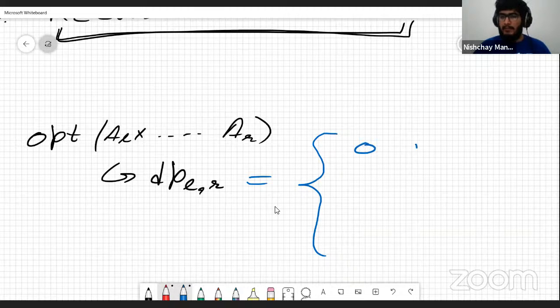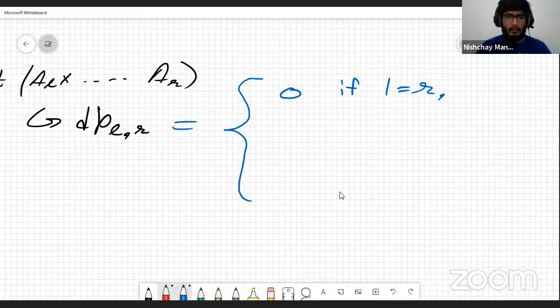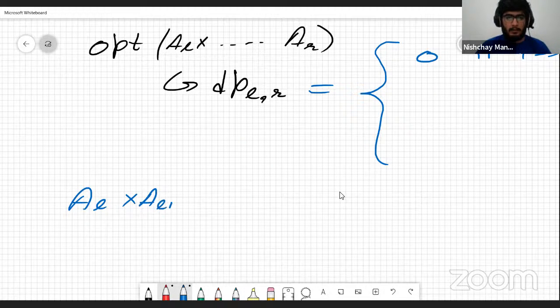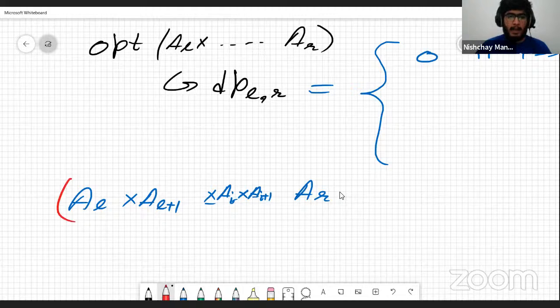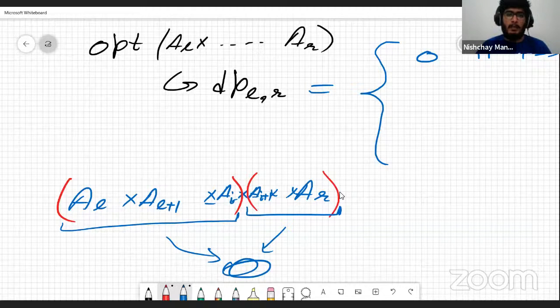So it's going to be basically 0 if L is equal to R, right? That is the base case that I have included. Otherwise, let's say I try to break up some AL into AL plus 1 up until some AR, right? I try to make this at some AI into AI plus 1. So basically I put a bracket here and a bracket here, right? So I would have to calculate the optimal number of steps required here, and the optimal number of steps required here. And then I would have to multiply these two matrices. And whatever the number of steps I get in that multiplication, I would have to sum that with both of the optimal numbers of steps that I get, right?